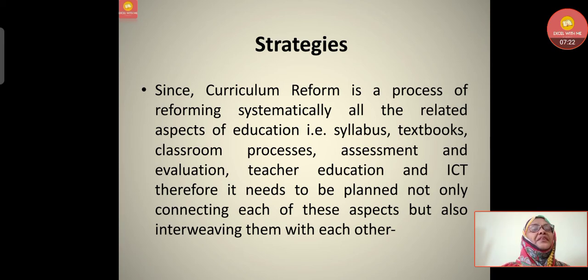Since curriculum reform is a process of reforming systematically all the related aspects of education, that is syllabus, textbooks, classroom processes, assessment and evaluation, teacher education and ICT, therefore, it needs to be planned not only connecting each of these aspects but also interweaving them with each other. Obviously, curriculum reform is taken up systematically in education.